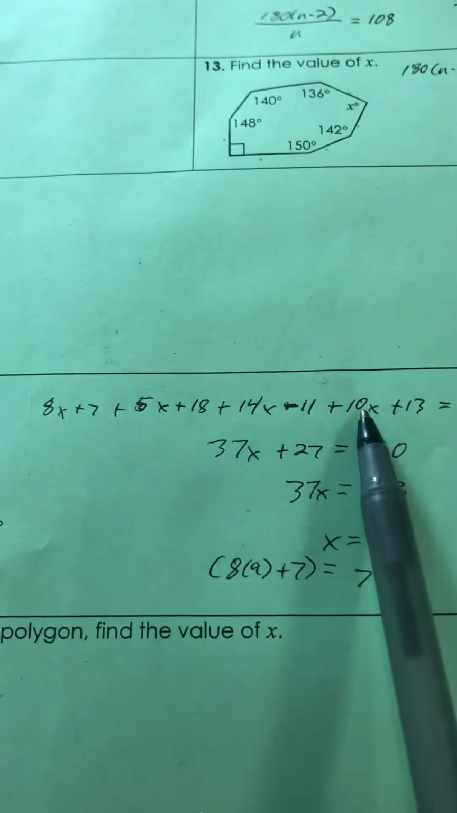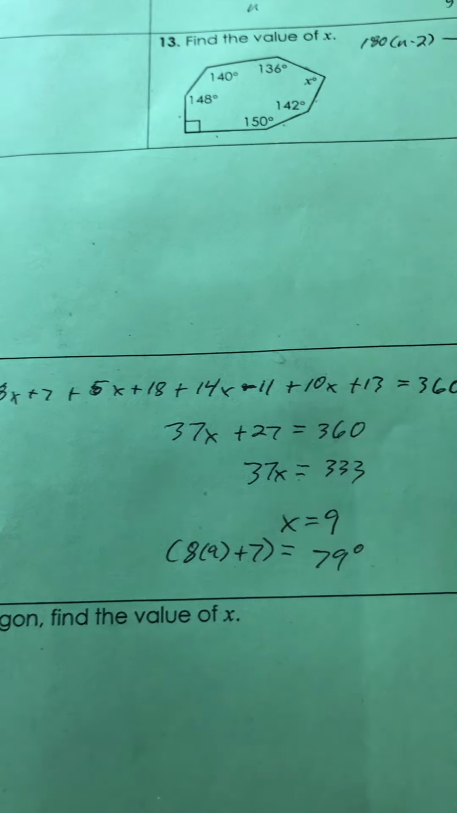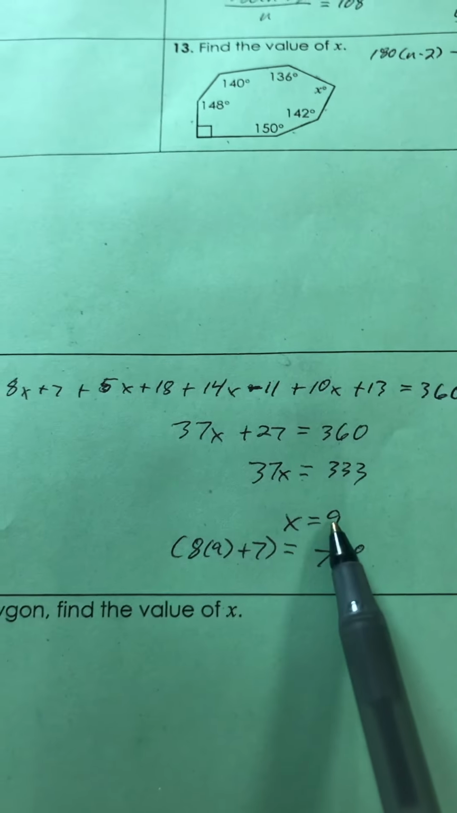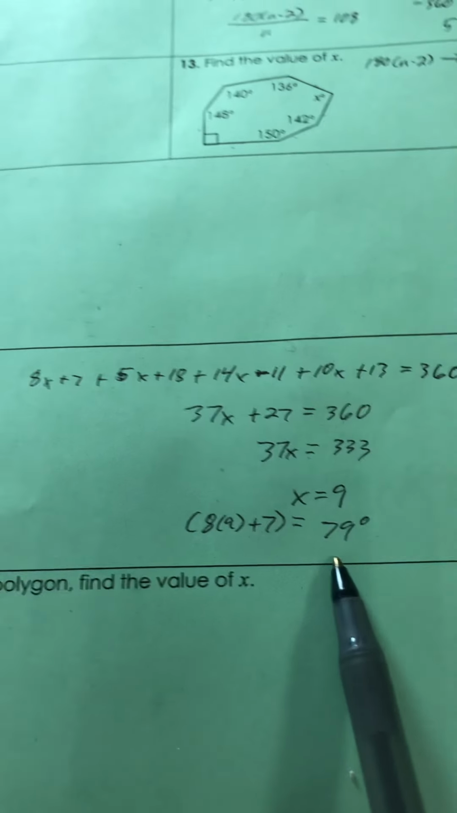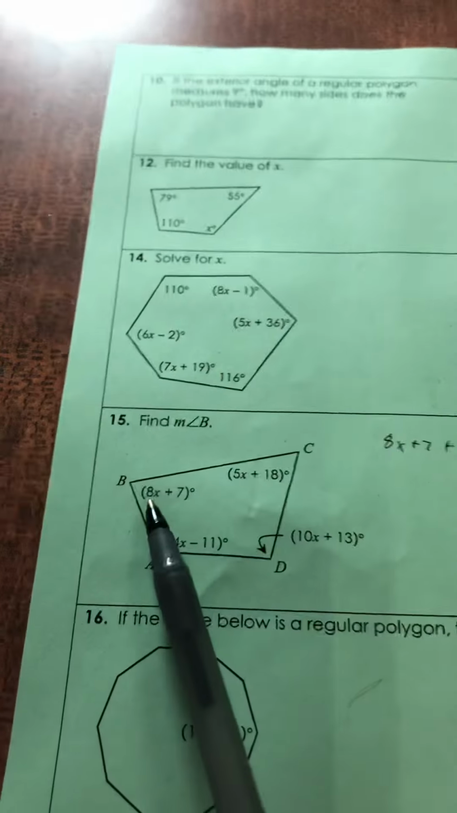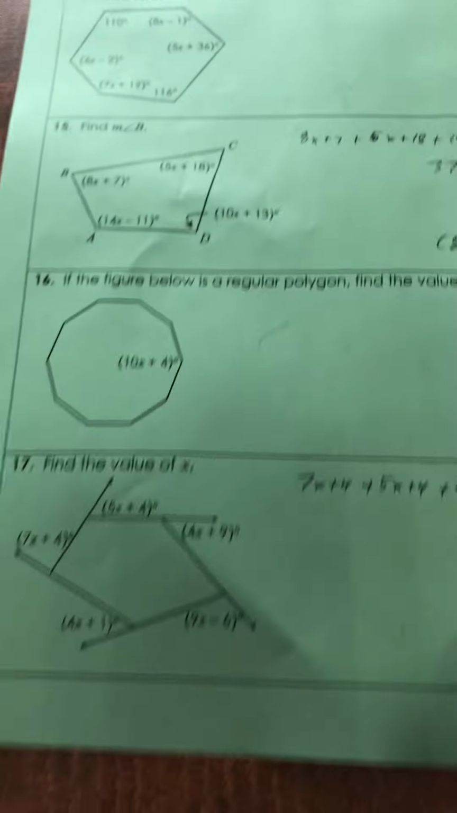Just add all these together, combine your like terms, isolate the variable, and I got x equals 9. So with x being 9, I plugged this back in, and it would be 79 degrees. I plugged this back in for B, and it would be 79 degrees.